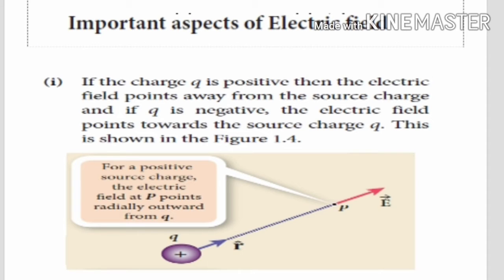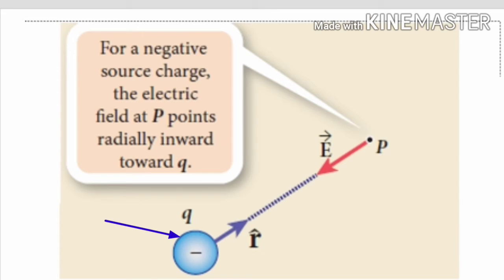First point, look at the picture. Q is given. What is Q? It is the source charge. If the source charge is positive, the electric field at a point P will act away from the source charge. If the charge Q is negative, then the electric field at the point P will act towards the source charge.